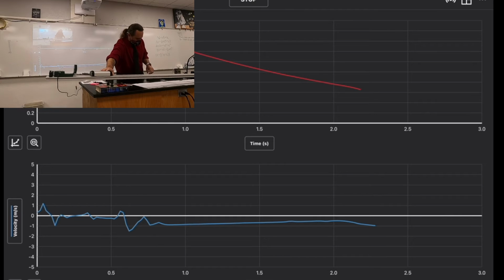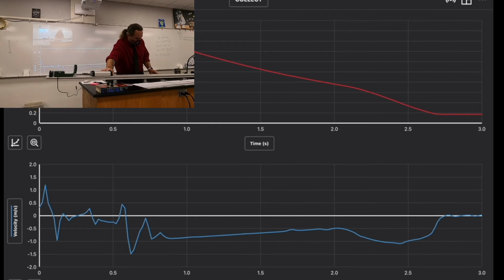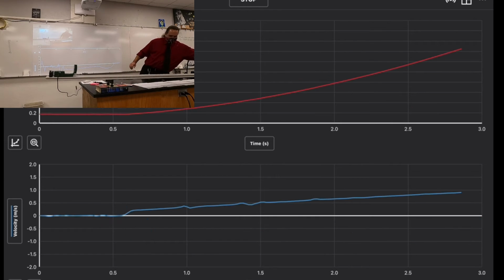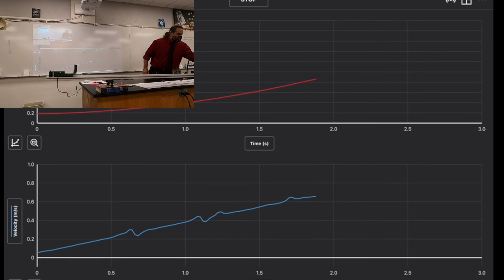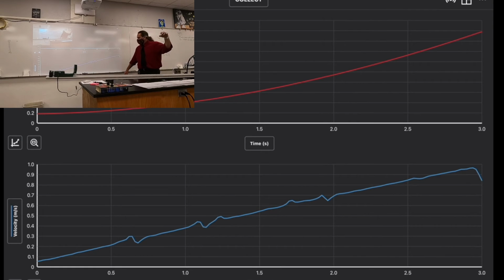And here we go. We're going to take a real set of data this time. Ready, set, and release. Oh, not great, Mr. Sheldon. Close. Ready, set, and release. That was better.